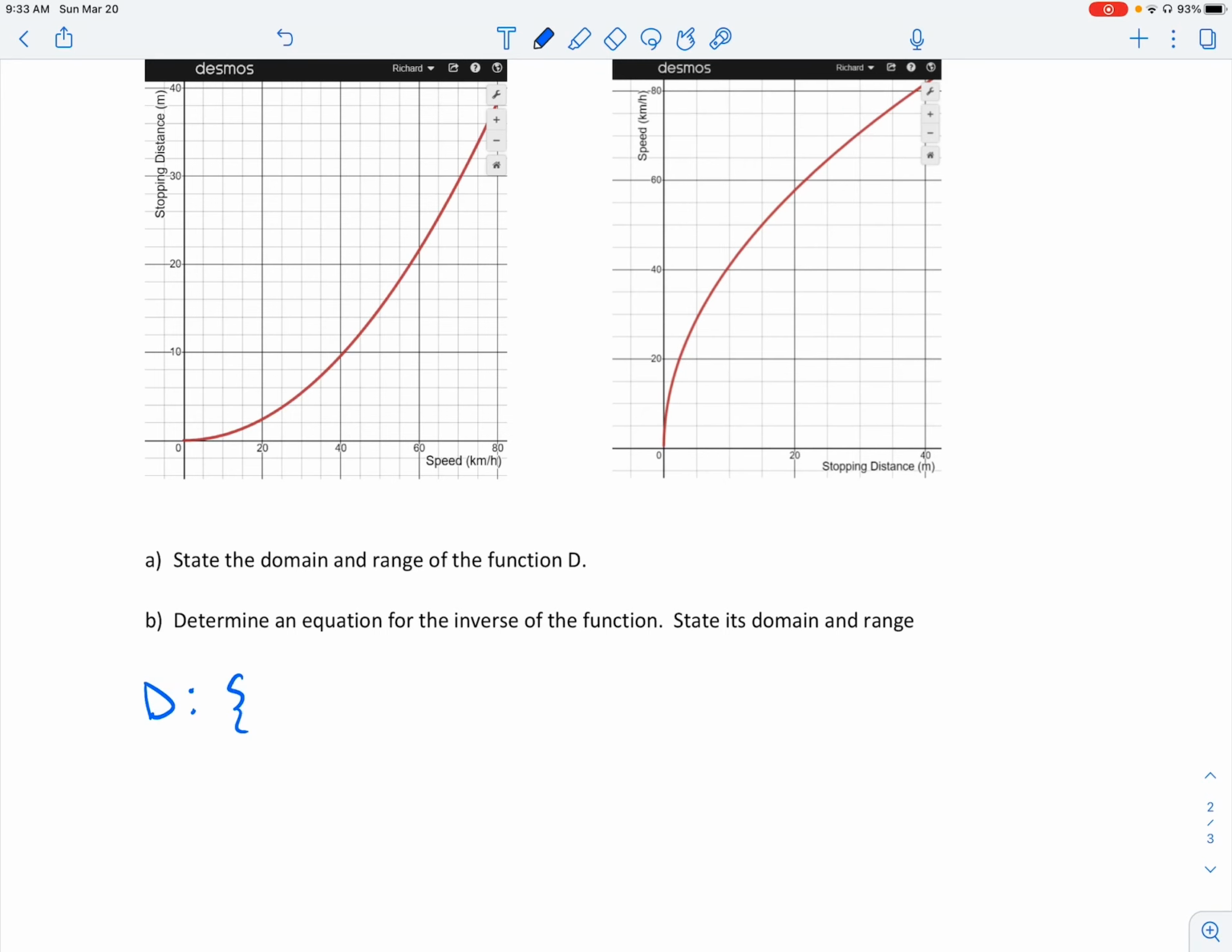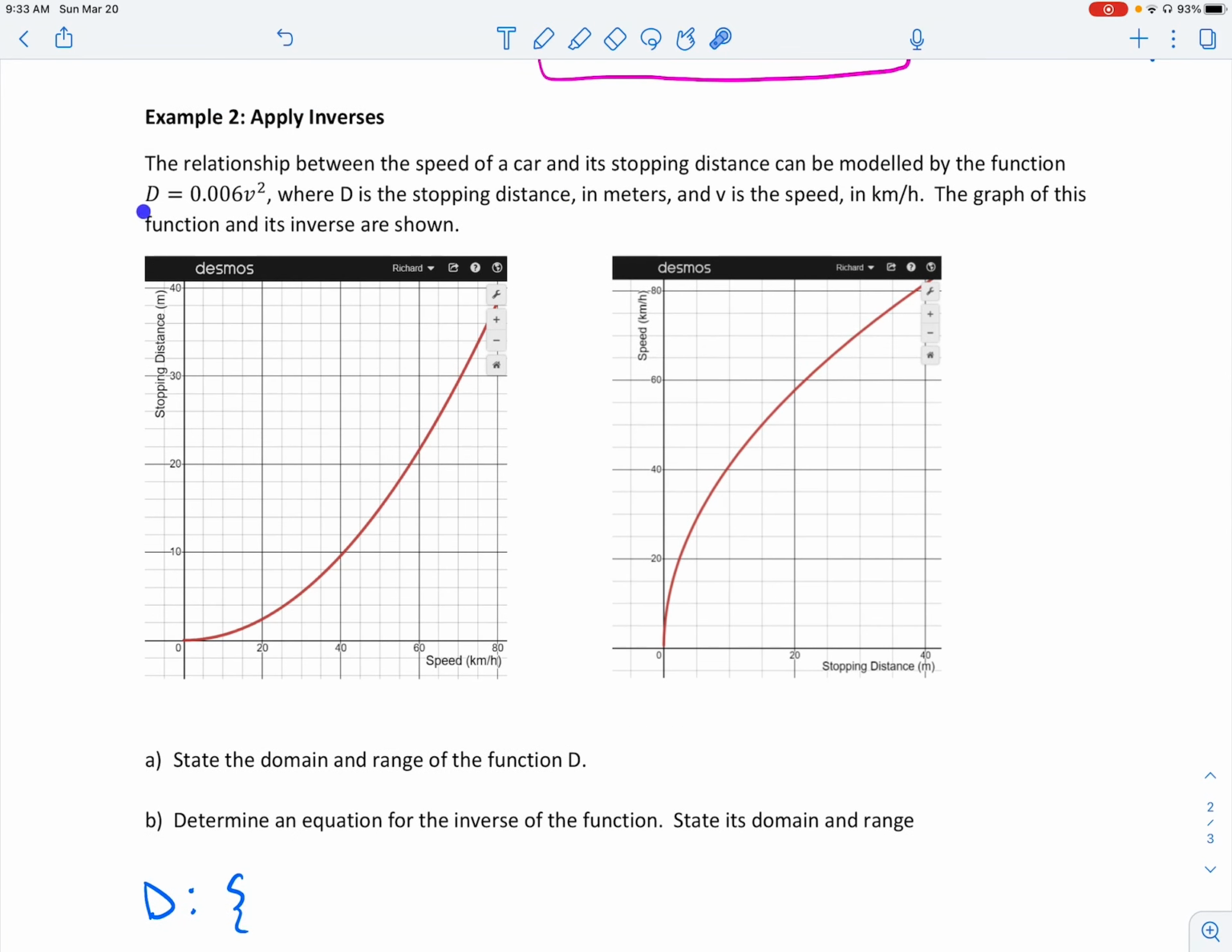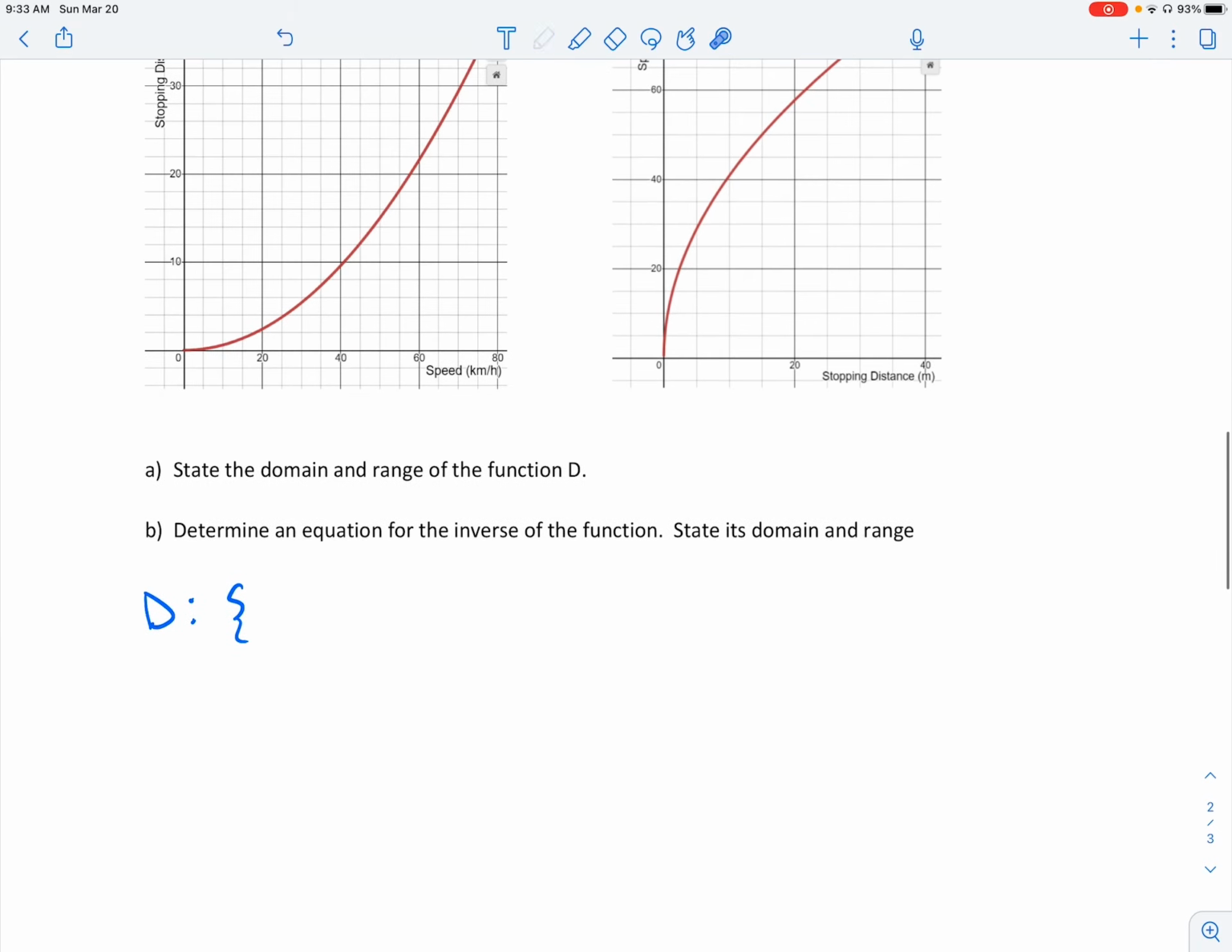So our domain, when I look at this equation, the domain has to do with the speed, v. I want v to be a positive value. If you look at the graph, we're not looking at when the speed is negative. So we want speed greater than or equal to 0. So I can say the speed is an element of R and that the speed is greater than or equal to 0. This is only because speed must be positive.